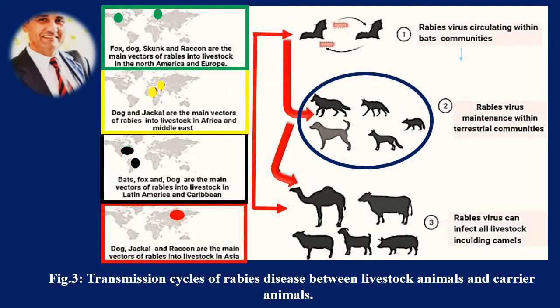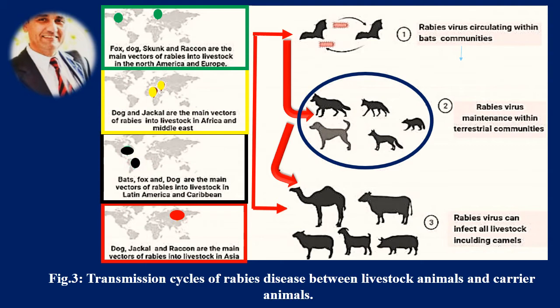This figure shows 4 transmission cycles of rabies disease between livestock animals and carrier animals. The first one, rabies virus circulating within pet communities, where foxes, dogs, skunks, and raccoons are the main vectors of rabies into livestock. This is reported in North America and Europe. Second cycle, when rabies virus is maintained within terrestrial countries, where dogs and jackals are the main vectors of rabies into livestock in Africa and Middle East.